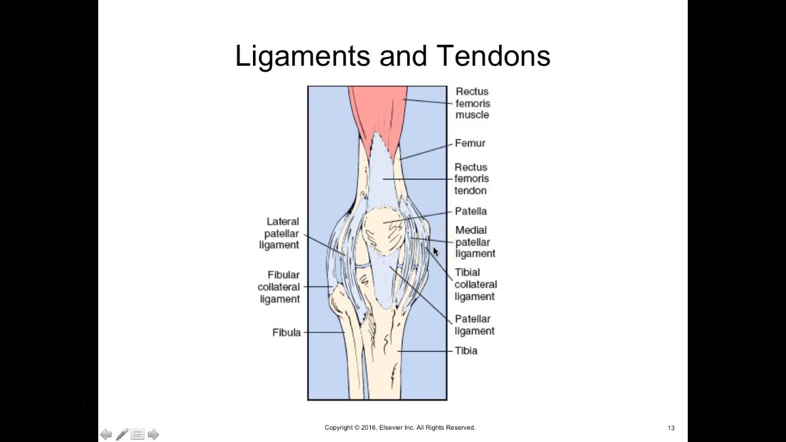So here we have some ligaments and tendons, and this would be the knee. We can see the patella here. And here's the femur, and then we have the rectus femoris tendon. So lots of different groups of tendons and ligaments here.